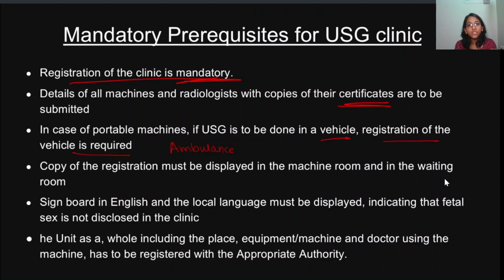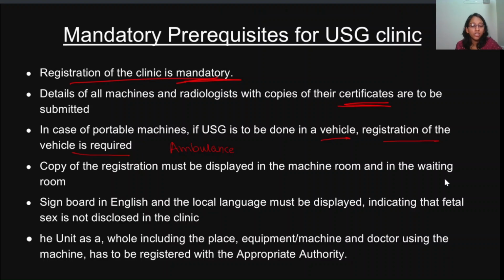A copy of this registration, the registration given by the appropriate authority to our clinic, should be displayed in the machine room and also in the waiting room. A signboard should be kept in English and all the local languages, indicating that fetal sex is not disclosed in the clinic. And the unit as a whole, including the place, equipment or machine, and the doctor, has to be registered with the appropriate authority.